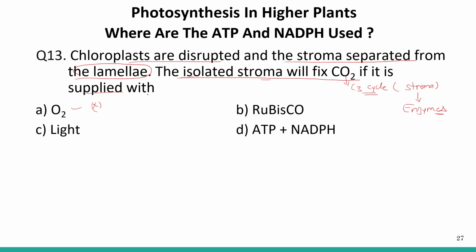So the isolated stroma will fix carbon dioxide if it is supplied with what? Oxygen, not correct. Rubisco, again not correct. Light, again not correct. And ATP and NADPH, this is correct, option D. ATP and NADPH are produced during the light reaction, and are used in the synthesis of carbohydrates such as glucose in the C3 cycle.